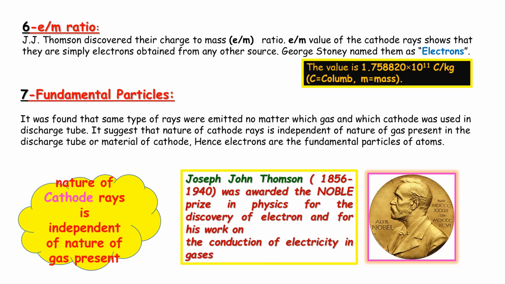It was found that the same type of rays were emitted no matter which gas and which cathode was used in the discharge tube. It suggests that the nature of cathode rays is independent of the nature of the gas present in the discharge tube or the material of the cathode. Since all the materials produce the same type of particles, it means that all the materials contain electrons. We know that materials are composed of atoms, hence electrons are the fundamental particles of atoms. And yes, Joseph John Thomson was awarded the Nobel Prize in Physics for the discovery of the electron.